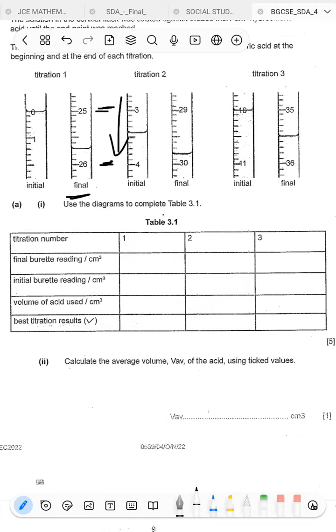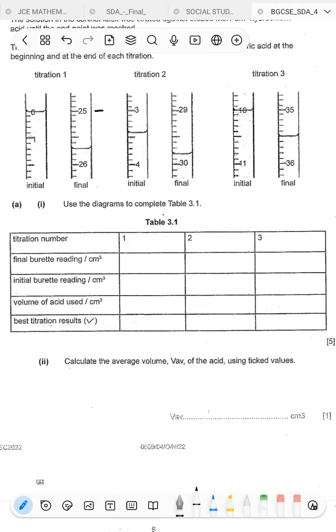And then to the degree of accuracy, between 25 and 26 we have 10 divisions. That means we can record to a maximum of 0.01, or the degree of accuracy is up to 0.1. So that means we can get 25.1, 2, 3, 4, 5, 6 all the way to 9, which is very, very important when marking this paper.